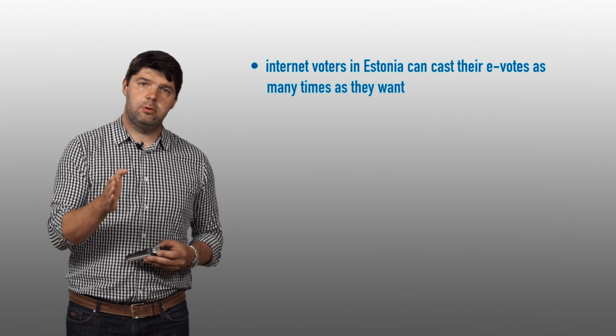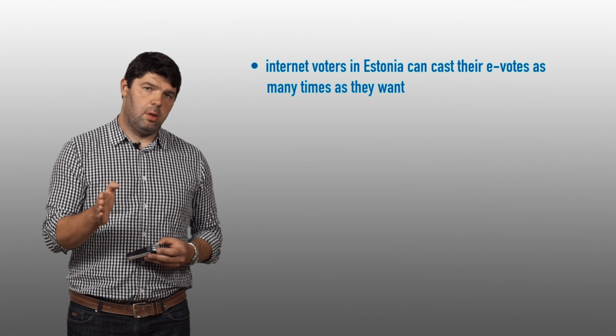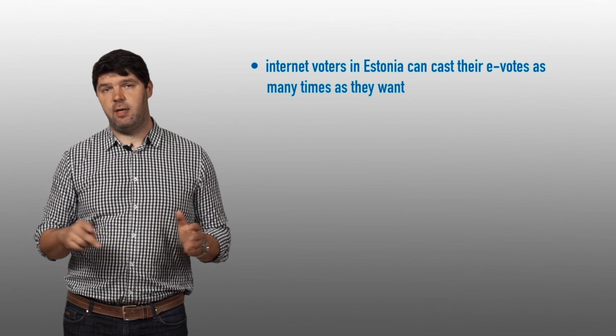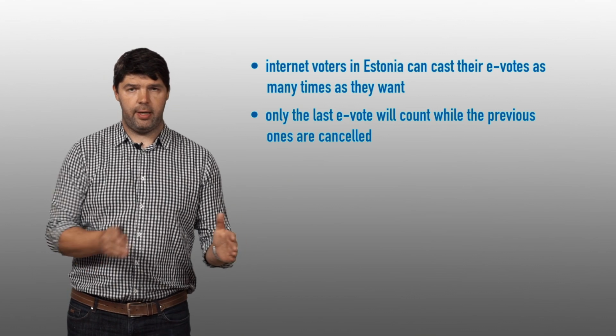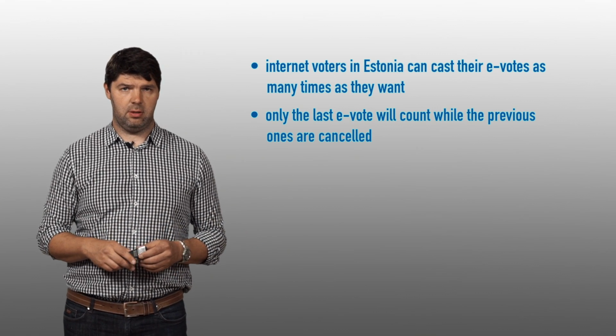And that validity must be demonstrated on other grounds. One key institutional solution, and really another cornerstone of Estonian internet voting, is that to ensure that the voter is indeed expressing her true will, internet voters are allowed to cast their e-votes as many times as they want, with only the final e-vote counting and all of the previous ones being cancelled.